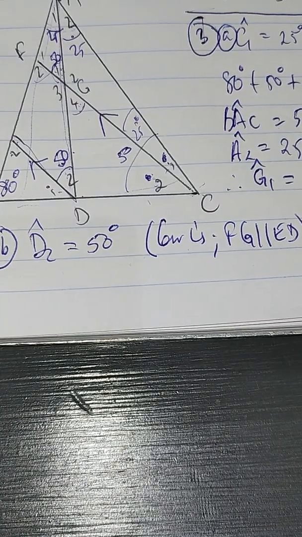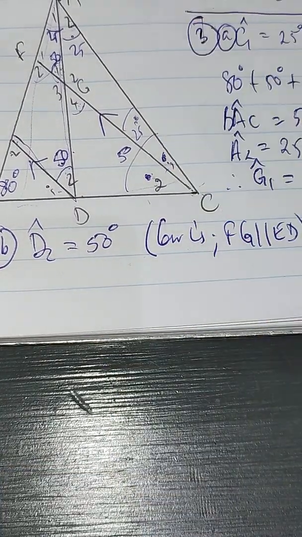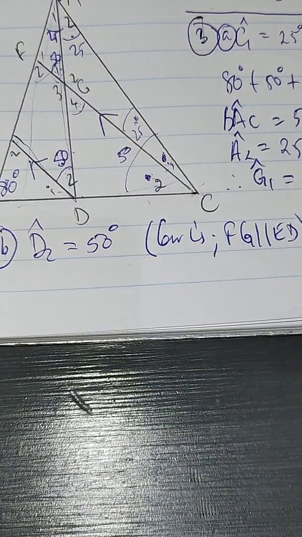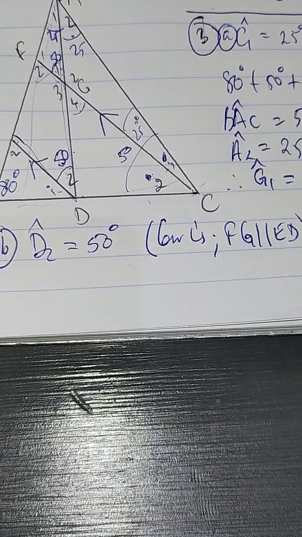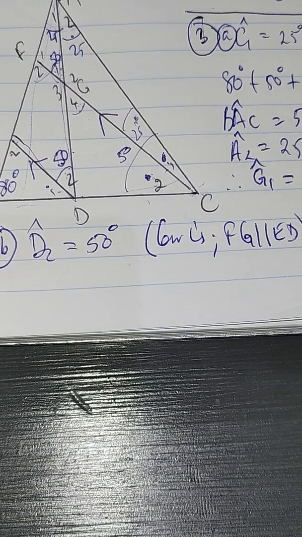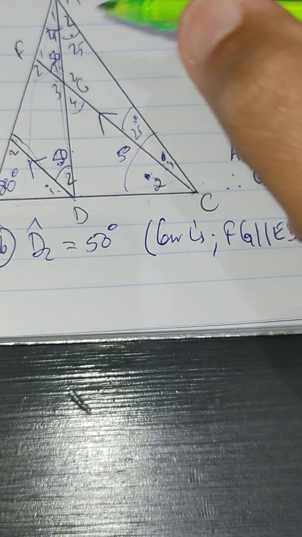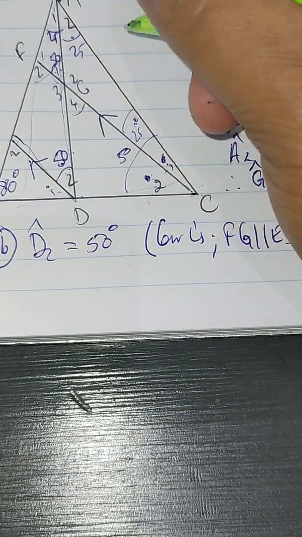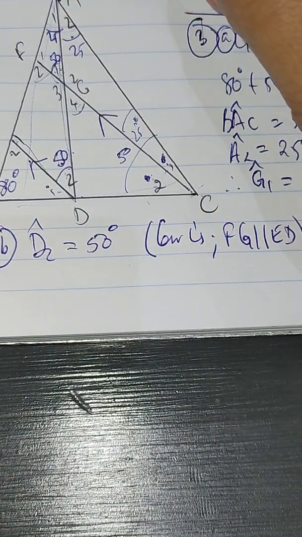In C, they want you to work out E2. Let's just change the color here so we can go with the screen. Okay. So E2, where's E2? Yeah.